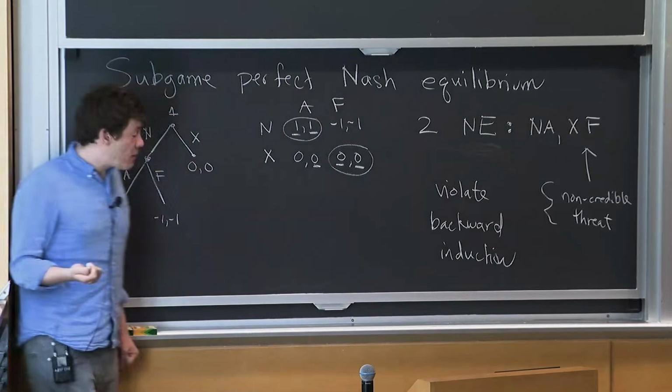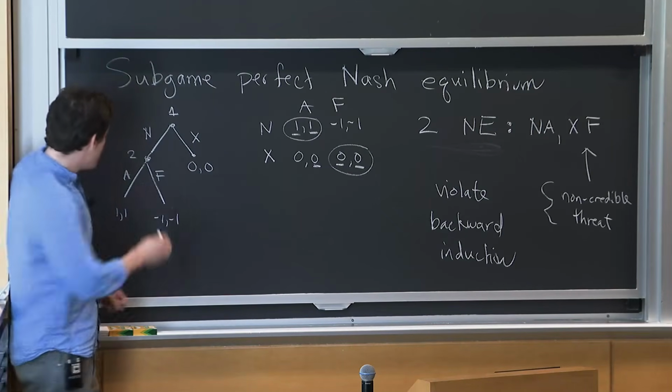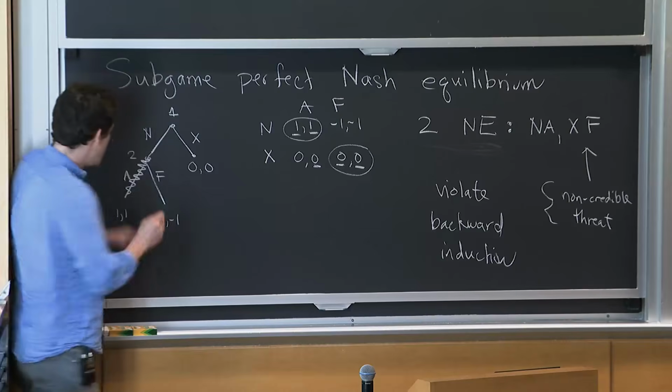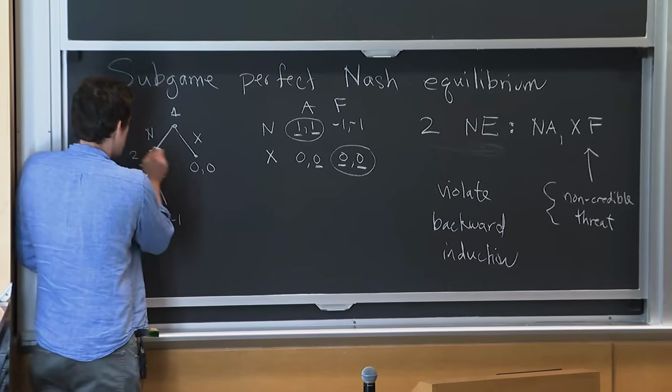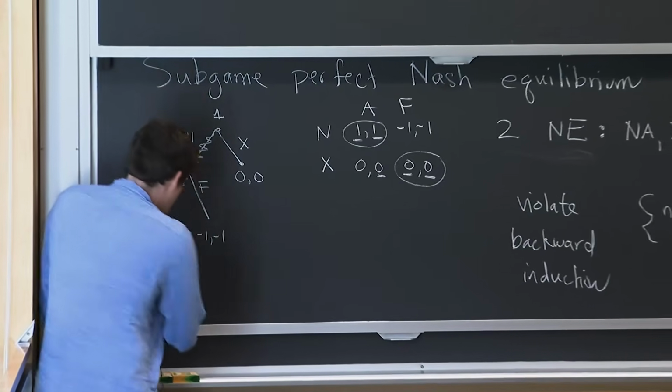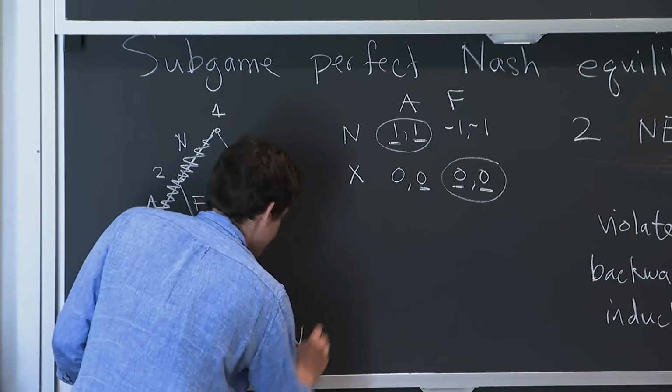We can easily apply backward induction to this game. We start with player 2. They'd rather accommodate than fight. And given that player 2 is going to accommodate, player 1 would rather enter. And indeed, backward induction gives us the other Nash equilibrium, NA.